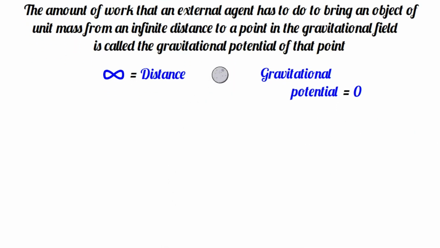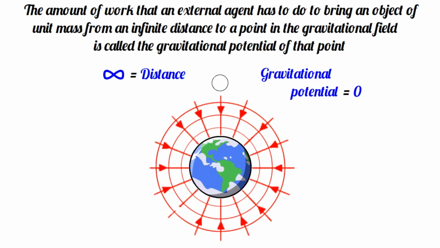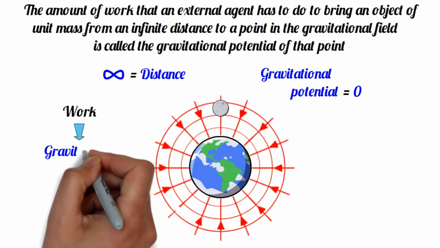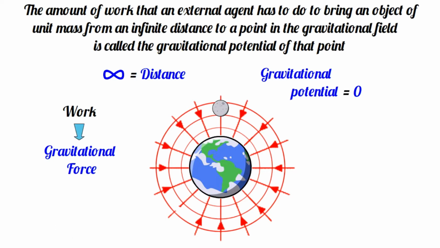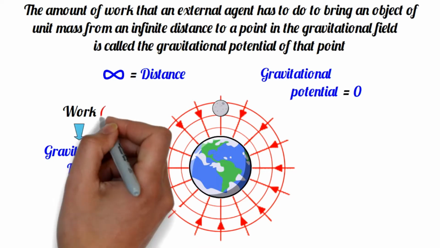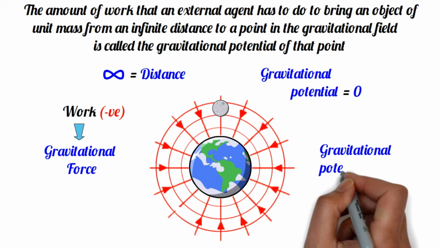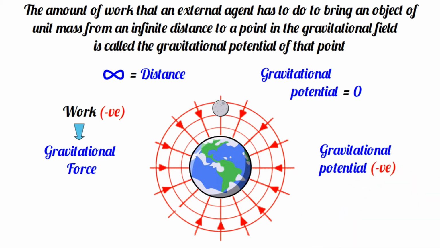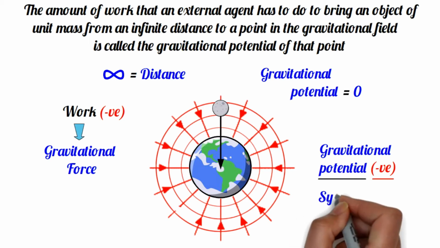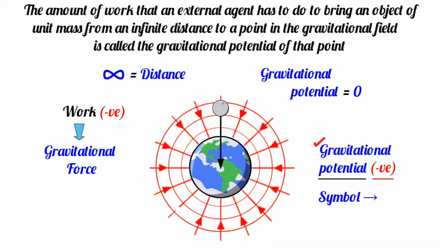When an object of unit mass is brought from there to a point in the gravitational field, the work performed is always due to the gravitational force. Since the work performed by the force is negative, the gravitational potential is also negative. That is, the gravitational force is always a force of attraction, so the gravitational potential at any point in the gravitational field is negative. The symbol we use to represent the gravitational potential is capital V.